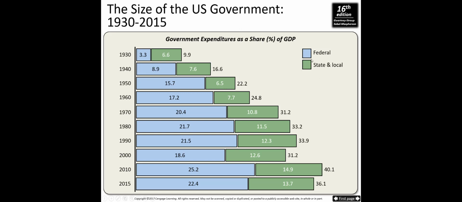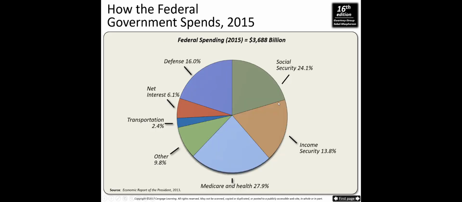Let's see the pictures. The blue one is the federal and the green one is the state and local. And as you see, in 1930, federal level was 3.3% of GDP, and it grows to, in 2010, 25.2% of GDP, and then dropped to 22.4%. And the green one is state and local spending, which increased to 14.9% of GDP in 2010 and dropped to 13.7% in 2015. And let's understand how the federal government spends the money in 2015.